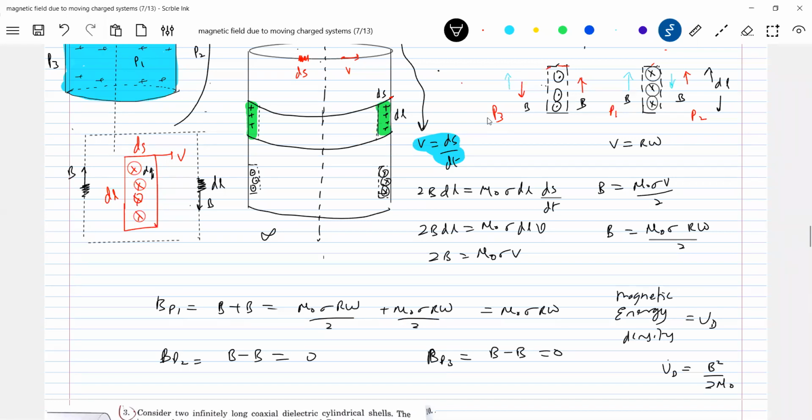Where all field is present, there magnetic field energy is said to be present, and that we define as magnetic field energy density, and multiply with the volume, you'll get the total magnetic field energy. So they may test you what is the magnetic energy density inside the rotating cylindrical pipe, non-charged pipe.